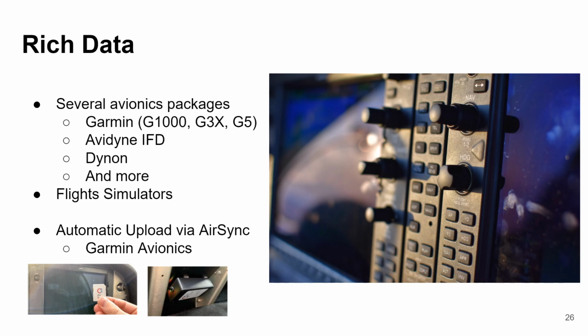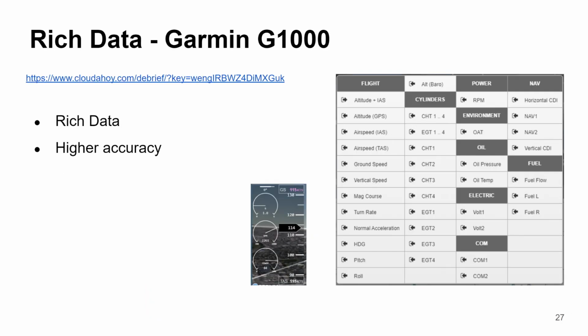Back to the topic of Garmin, we're working with our partner AirSync, which allows airplanes to upload that data automatically. So using an AirSync device, when the flight is finished, it automatically pulls all the data off of that SD card, uploads it to the AirSync servers, and then uploads it to your CloudAhoy account. Ideally, to have it ready for you to debrief by the time you step into the FBO and are finished with your flight. So we're going to take a quick look at a Garmin G1000 example here.